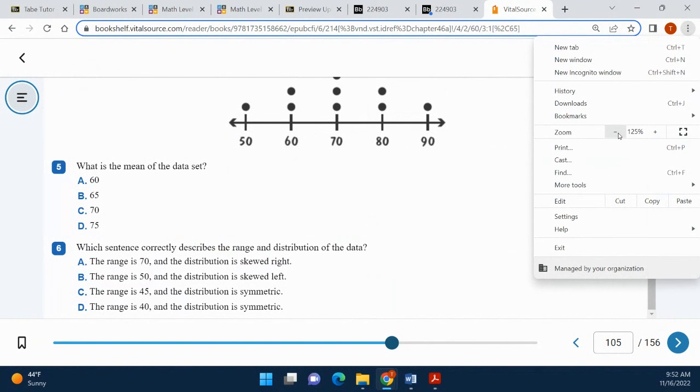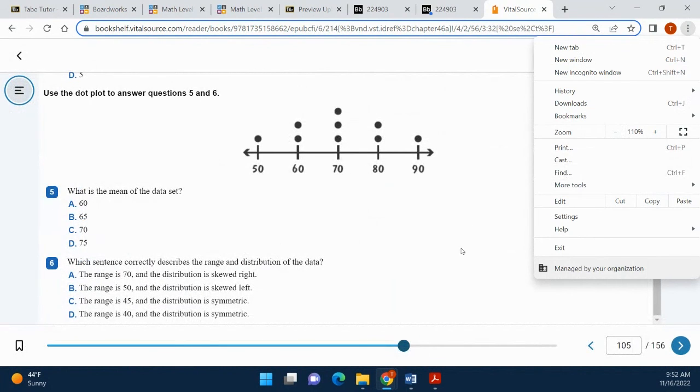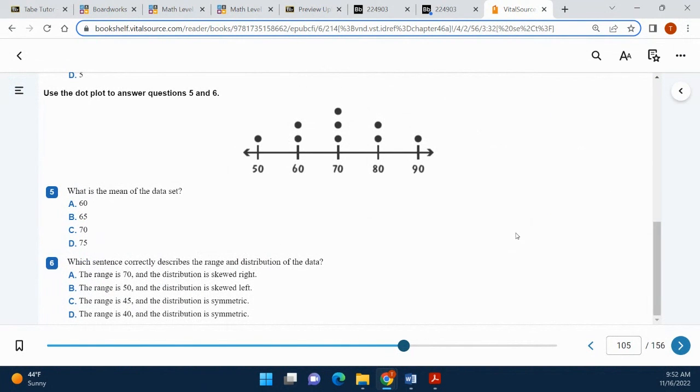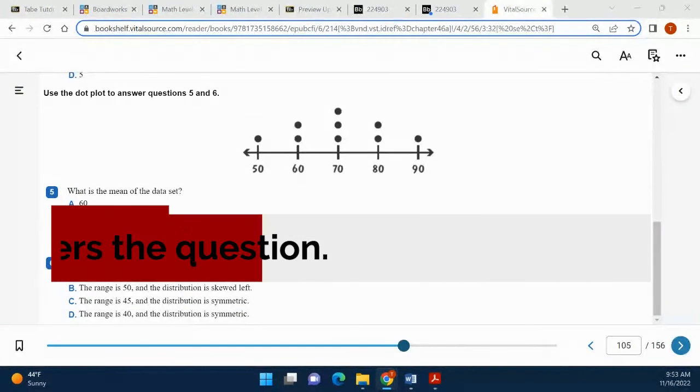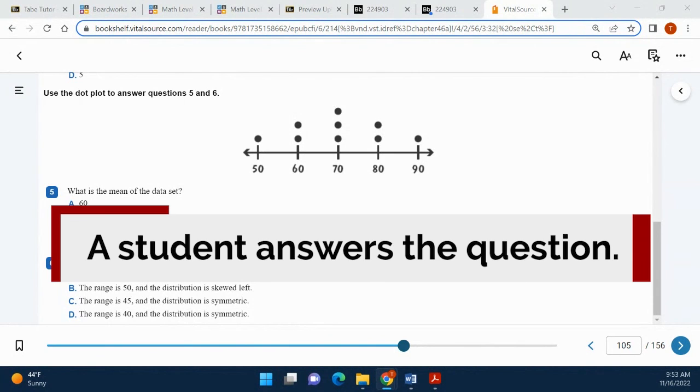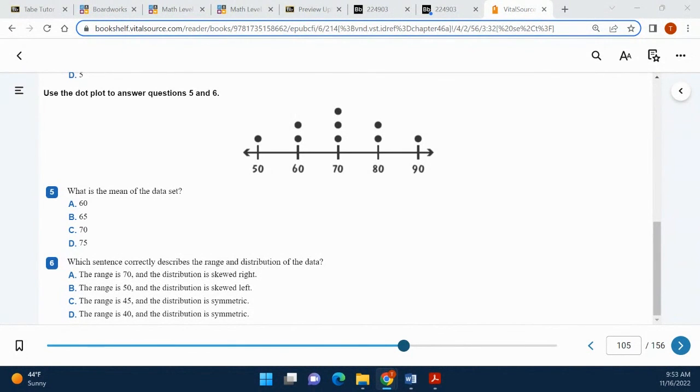Let's see if you remember. All right. If you have to come up to the monitor, come up to the monitor. It says, which sentence correctly describes the range and distribution of the set? Very good. Yay! I couldn't have said it any better. That's right. That's correct. And you said number 5 was C, 70? And that is correct. So you guys rock.